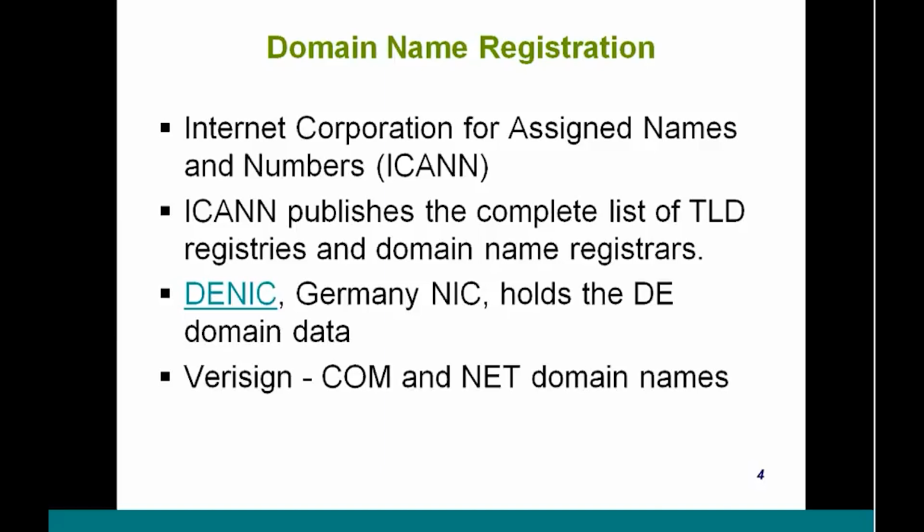ICANN publishes a complete list of the top level domain registries and domain name registrars. There is another one called DENIC, the German NIC, which holds all the Germany based data, and similarly there are other network centers which also hold the top level domain data for various countries and various big corporations. And then there is also a company called VeriSign, which controls the .com and the .net domain names.